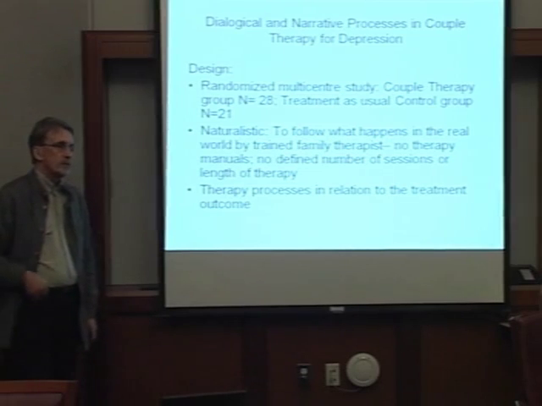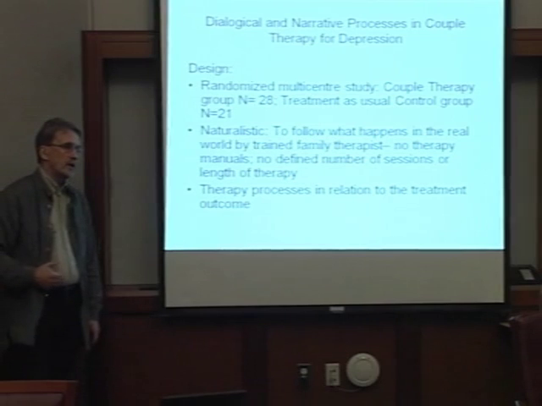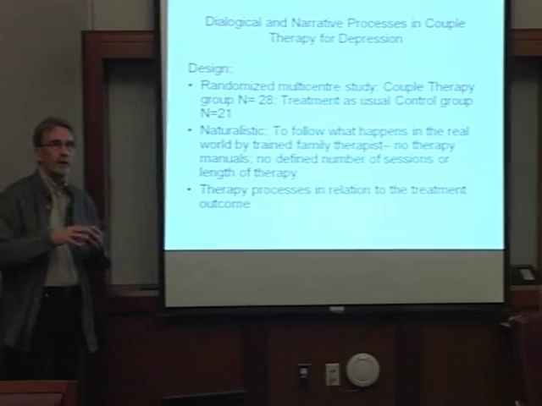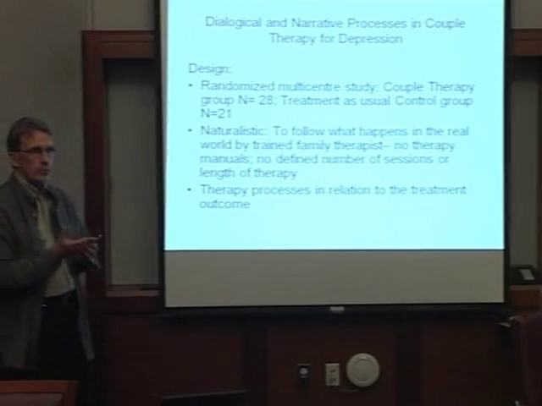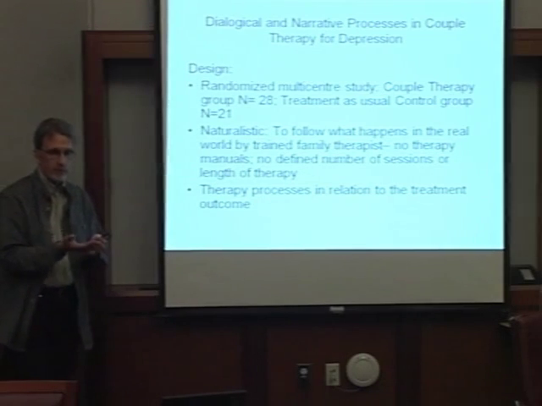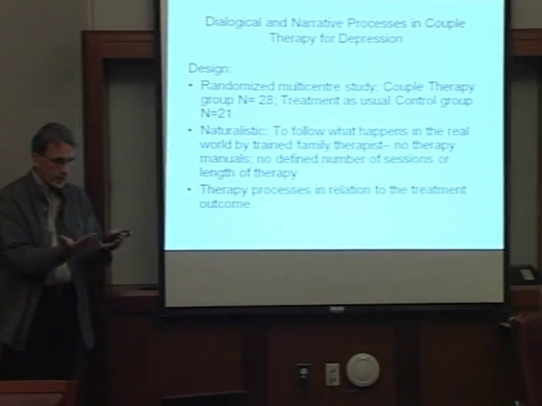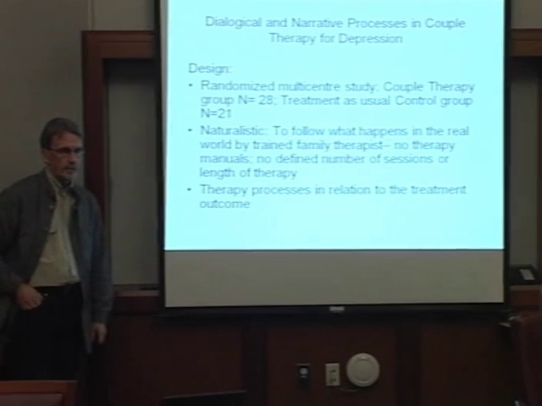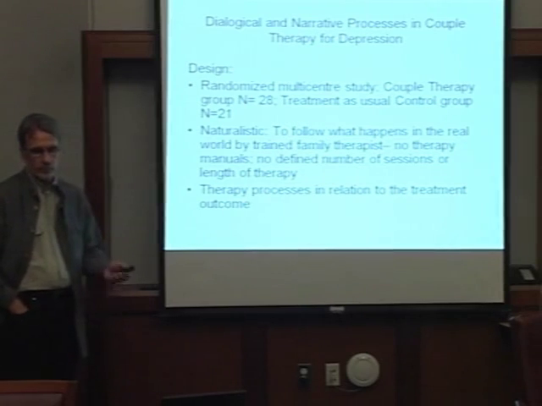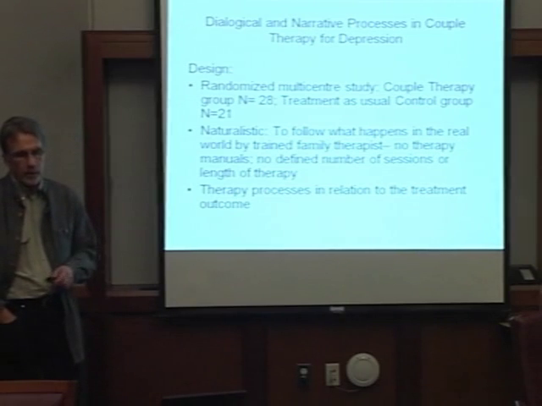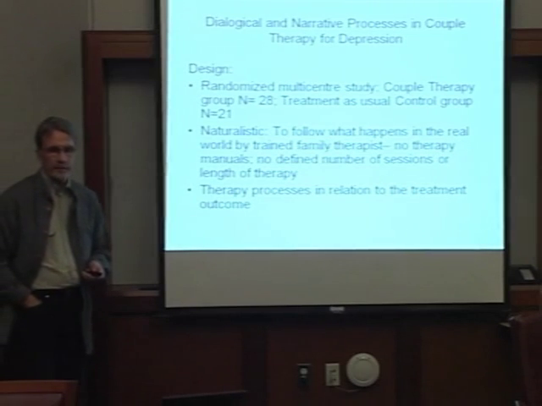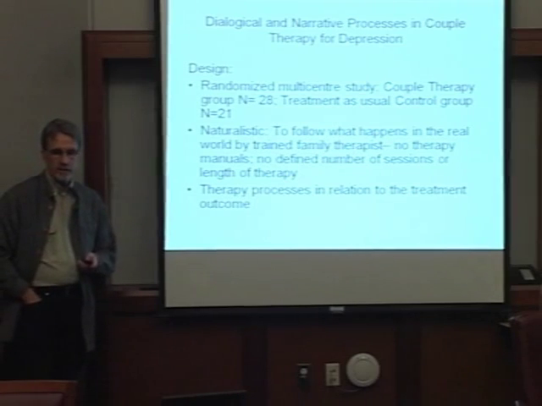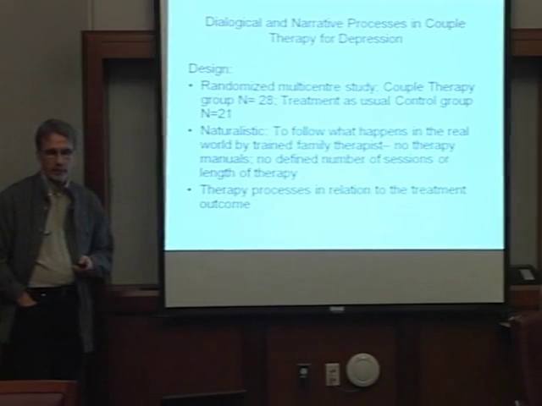And there was no definition of the number of meetings, there was no idea how long the treatment would go on, but perhaps the only criterion was that there should be at least 5 meetings, with the idea that in 5 meetings you have a kind of process of couple therapy. If it was less, they were not included in the process. And then afterwards, in many ways, the therapy processes were assessed in relation to the treatment outcomes.